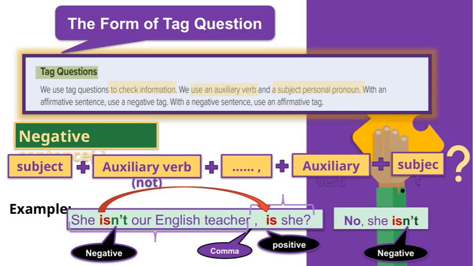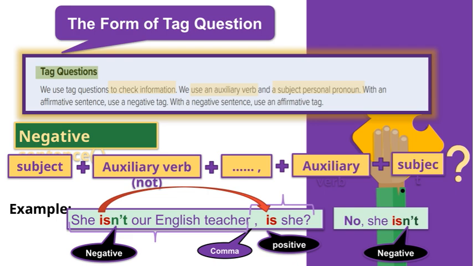Let's take a closer look at negative sentences and how we form them. When we want to say something is not true or not the case, we use a negative sentence. For example, instead of saying "She is our English teacher," we say "She isn't our English teacher." Notice how we add the word not to make it negative. Now, when we turn these negative sentences into questions, especially tag questions, we need to understand the form of the negative statement first. The key is to keep the subject and auxiliary verb consistent.